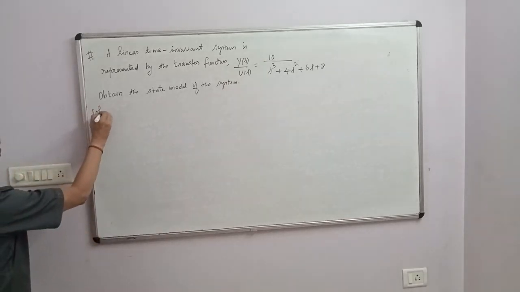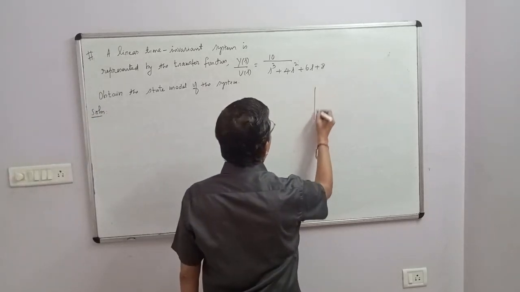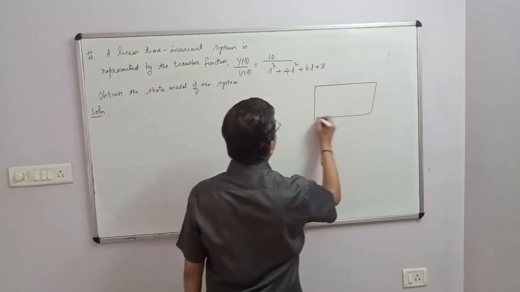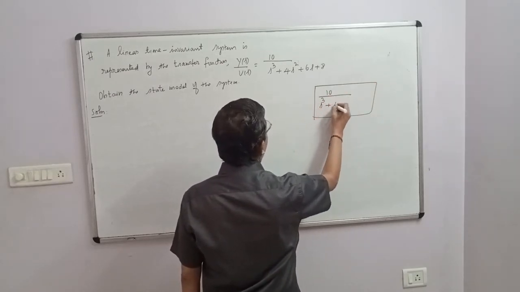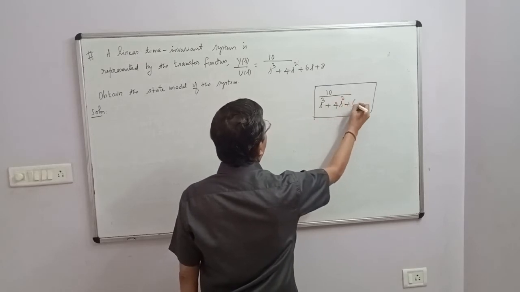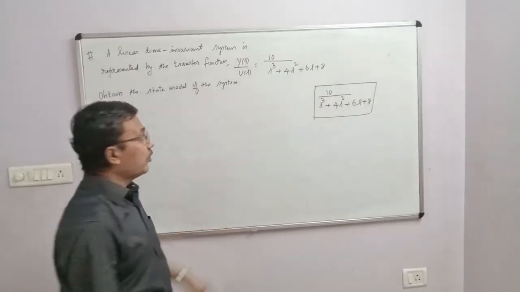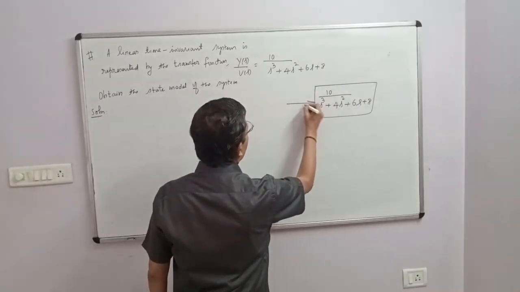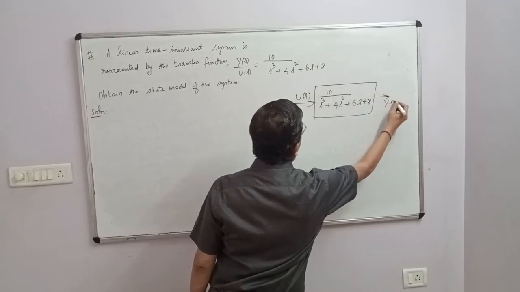Solution. So this is how the system is represented. Inside the box, I'll write 10 divided by s cube plus 4s square plus 6s plus 8. Inside the block, I'll write the transfer function. Input is u of s. Output is y of s.